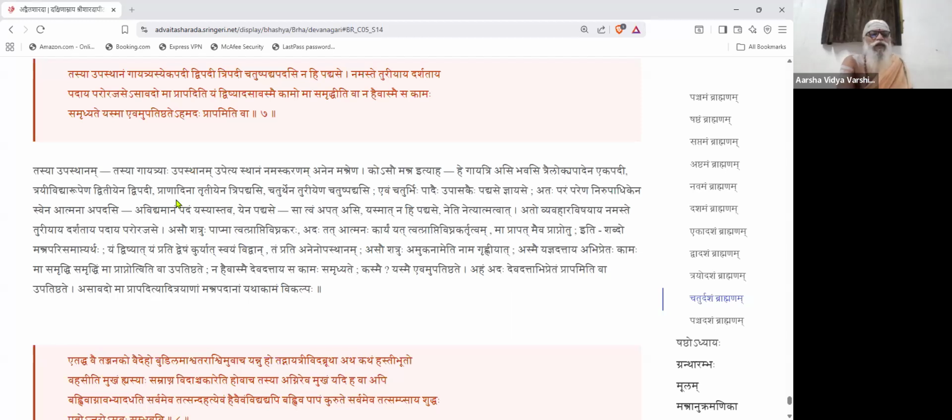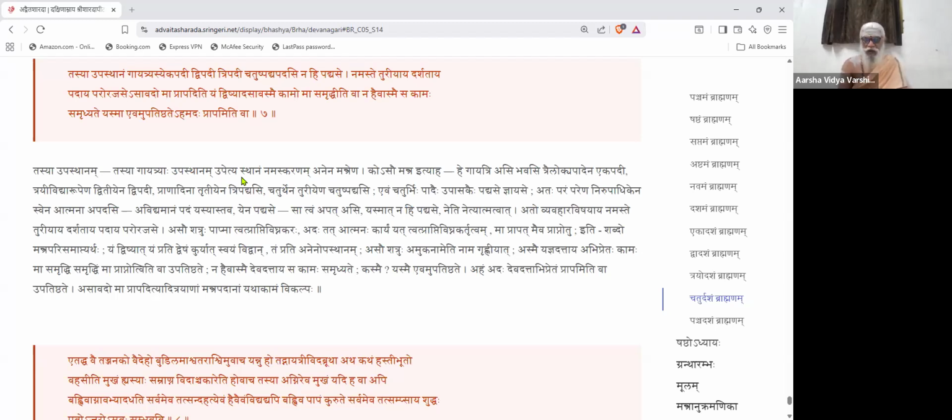Tasyaha upasthanam. That's how it starts here. So tasyaha gayatriyaha. Tasyaha means here the gayatriyaha, gayatris. Upasthanam means namaskaram. So upasthanam, Bhashyakara gives the vigraha here. Upetya sthanam. Upetya means going near somebody. Having being near somebody, and then you are there, and then you do namaskara. You go to somebody and do namaskara. Correct? Like that. So that is the idea. Upasthanam means you go near somebody and do namaskara. So upetya sthanam namaskaranam anena mantrena.